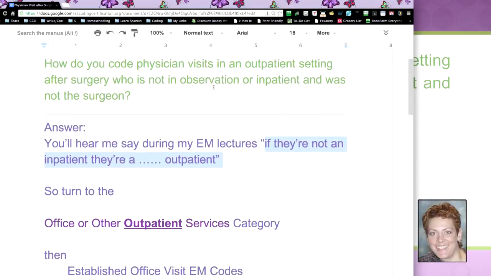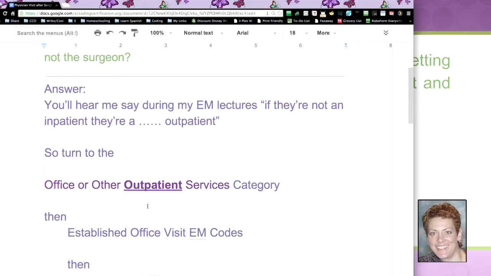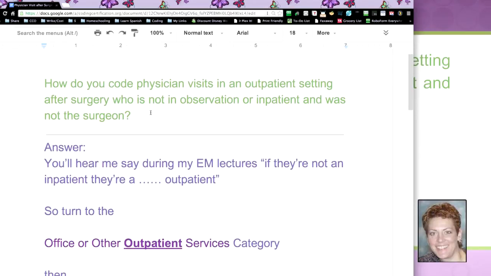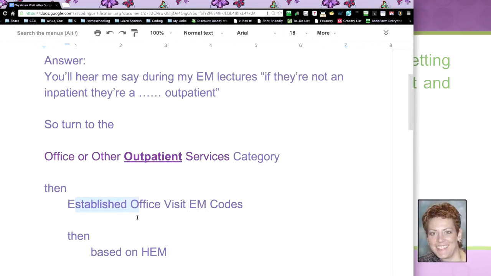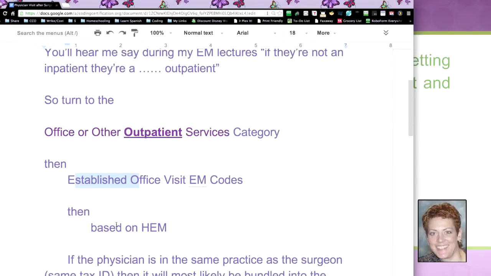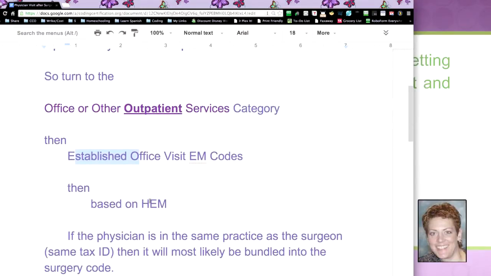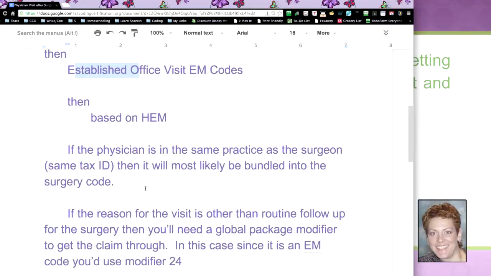So the answer to this question, because they said they're not an inpatient, they're an outpatient. So you've got to use the office or other outpatient services category. We tend to focus on the office word, but there is an outpatient in that category heading as well. And because it appears that this physician has seen the patient, it's not a new patient, they're going to go to the established office sections and then code it based on the HEM, okay, which is the history, exam, and medical decision making.